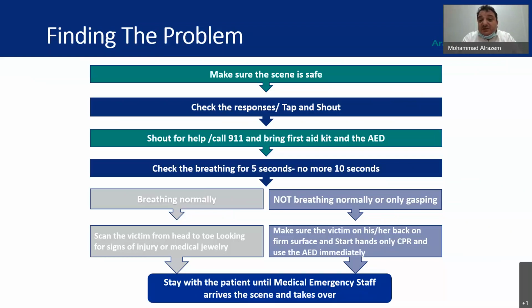When the patient is breathing normally, that means no gasp, no snort, no snoring, no kind of voice, and the chest rises very smoothly and goes back very smoothly. This is considered normal breathing. So you spend 5 to 10 seconds and invest this time to check his breathing.